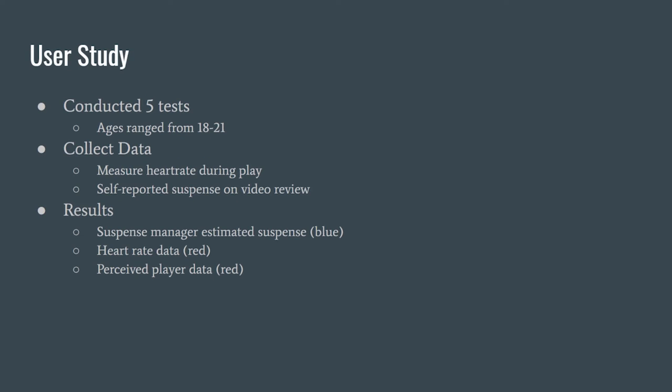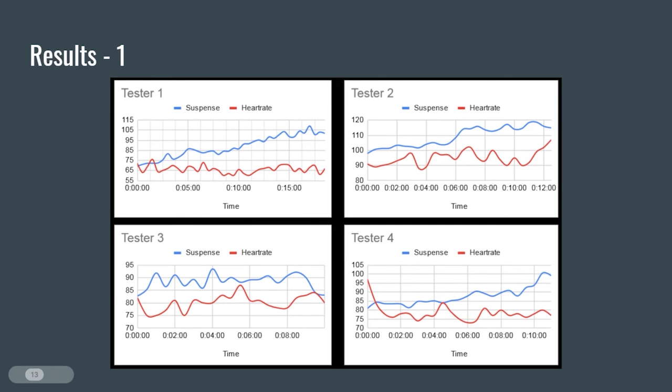We conducted a user study after finishing game development. We had 5 volunteers participate in our study, all undergraduate students ranging from ages 18 to 21. Each participant was set up with an Apple Watch in order to measure the participant's heart rate throughout the gameplay. After finishing the game, each participant was also set up with a recording of their playthrough. Following the same time between heart rate checks, every 30 seconds, we would ask them to roughly estimate their level of suspense on a scale of 0 to 10. This way, we would be able to analyze the difference in suspense values from our in-game data versus our player-reported data. The results of our testing can be seen here.